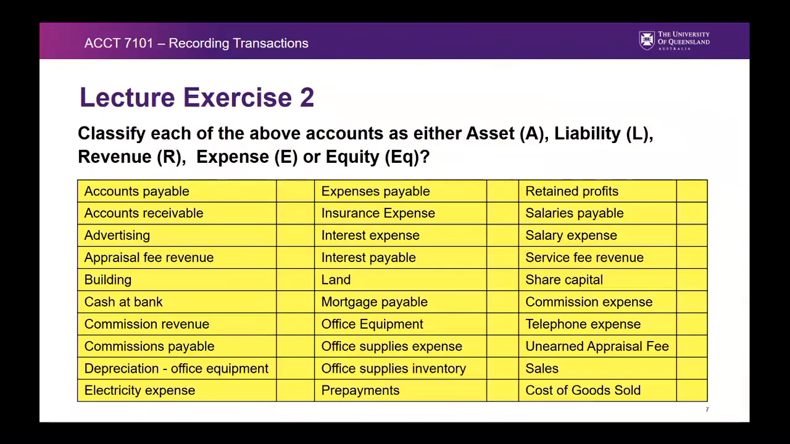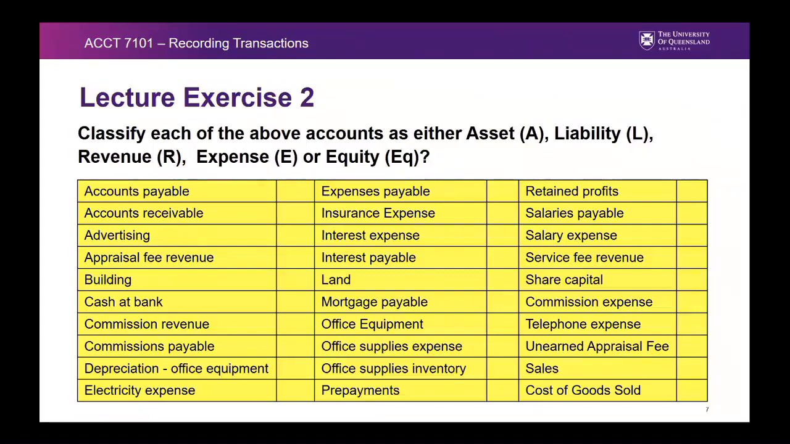Electricity expense, at the bottom here, it's an expense, as the title suggests. Expenses payable, it's a liability. So even though it's got the word expenses in the title there, it's a payable, so it's actually a liability. Insurance expense is an expense. Interest expense, interest payable, it's a liability.